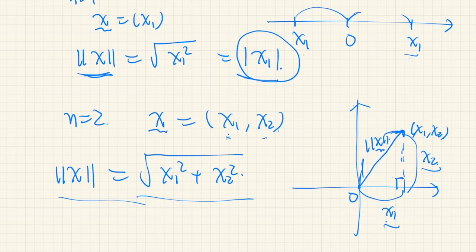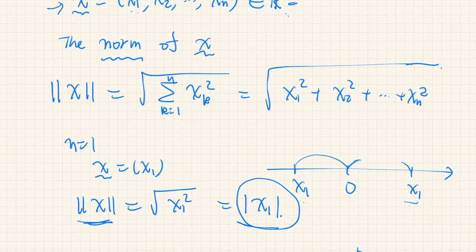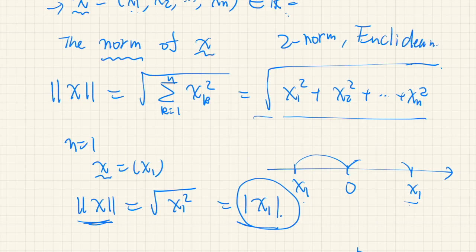We can do the same thing for n equal to 3, n equal to 4, in fact for any dimensions, according to this definition. This norm is in particular called the 2-norm or Euclidean norm, because this represents the Euclidean distance from the origin to the point. And this 2 comes from this square and the square root.